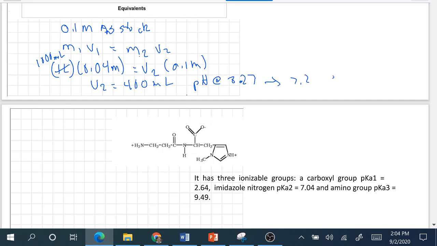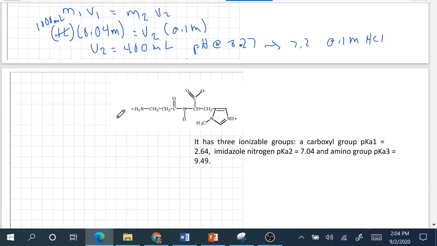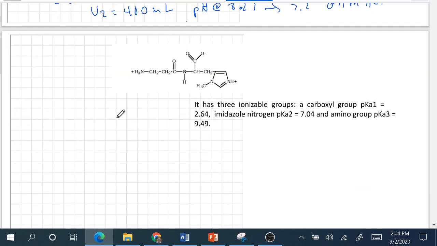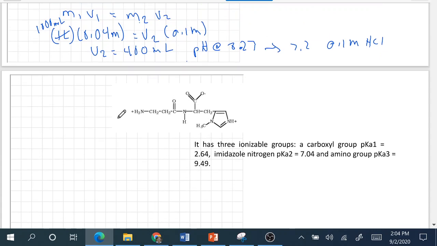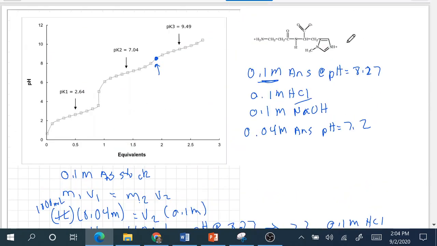So what are we going to use? We're going to use our 0.1 molar HCl. Since we've got a buffer, we need to calculate how much of this imidazole group we need to react with in order to get the pH that we need. In this region of pH, we're going to be mostly reacting with this imidazole group, and our pKa of that group is equal to 7.04.